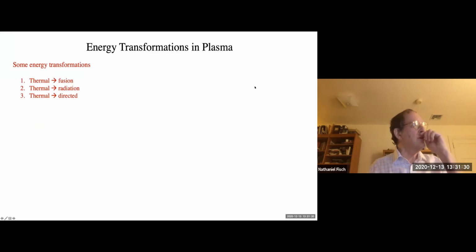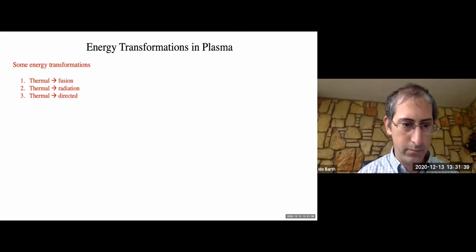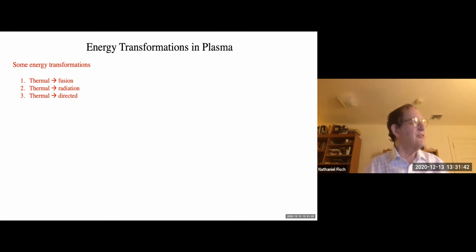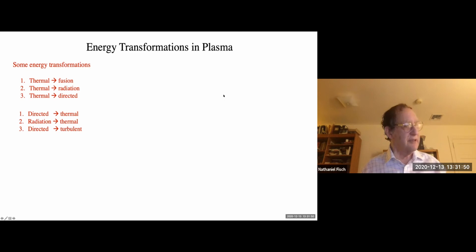So there's a lot of different energy transformations in plasma. We could go from thermal energy to fusion. That's a good one. We can go from thermal energy to radiation, or thermal energy to directed energy. There are different ways of doing that. You can do it in the other direction, directed to thermal, like in compressing plasma through flows. You can have radiation that heats plasma, in the RF regime or in the laser regime of frequencies. And you could also have directed energy that produces turbulence through shocks.